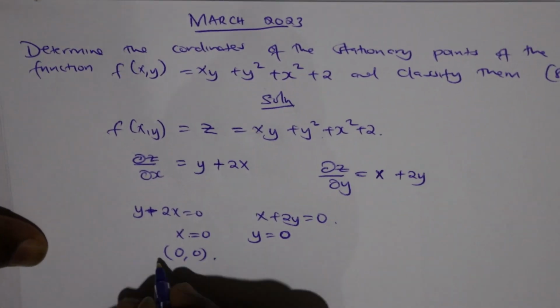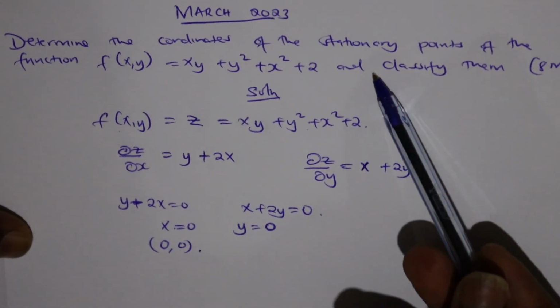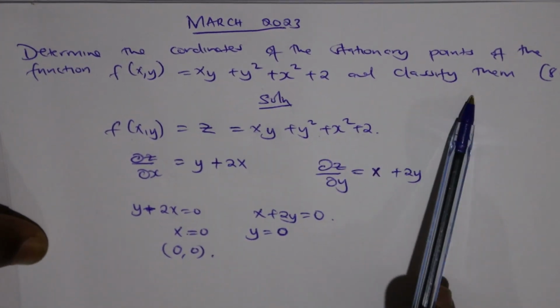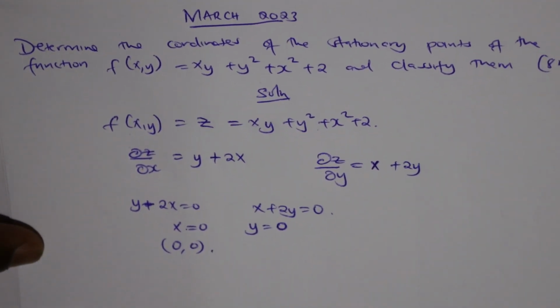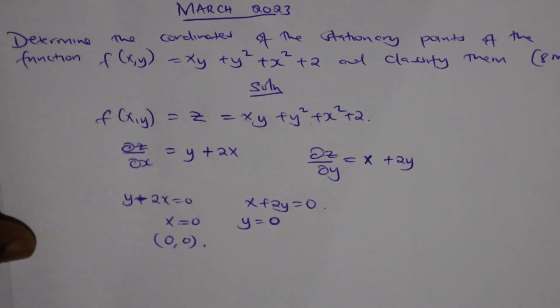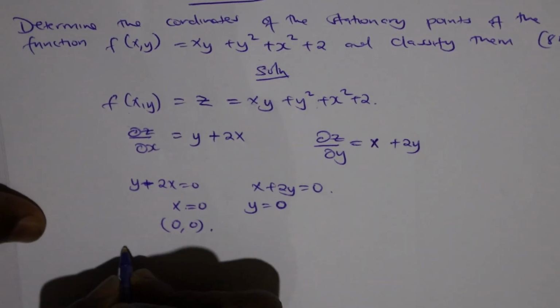Now the second part, you find the nature. We say you classify them. So remember, in partial differentiation, you can only have 3 kinds of points. It's a maxima, a minima, or a saddle point. So you identify which of them it is. So we know we're supposed to use the formula D.